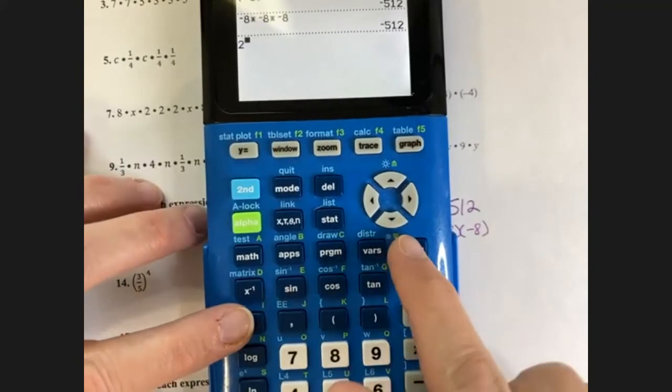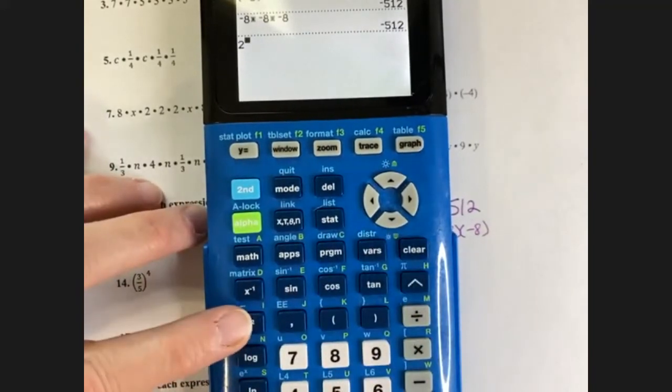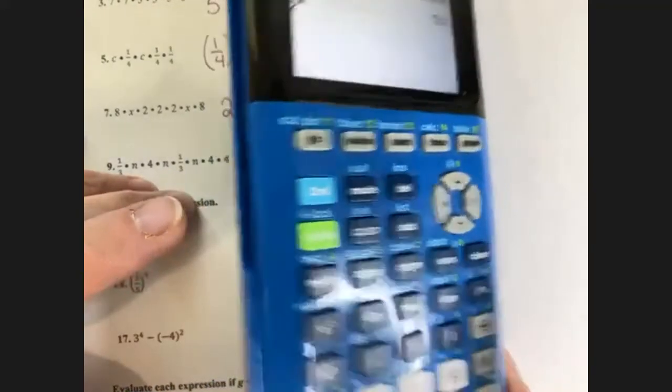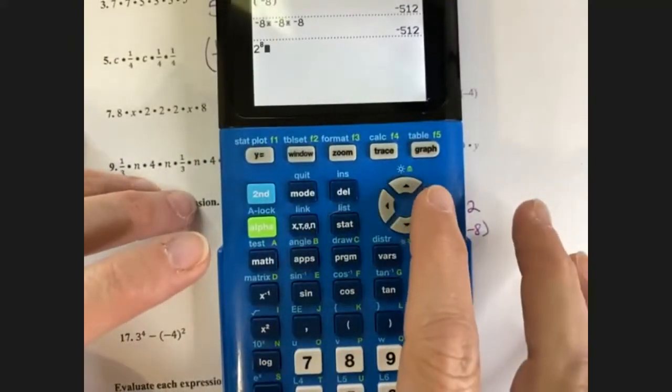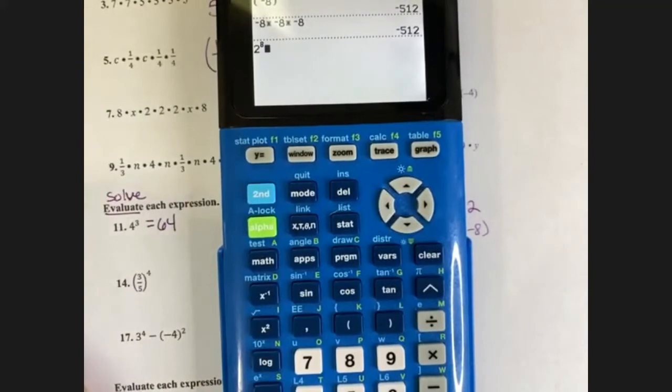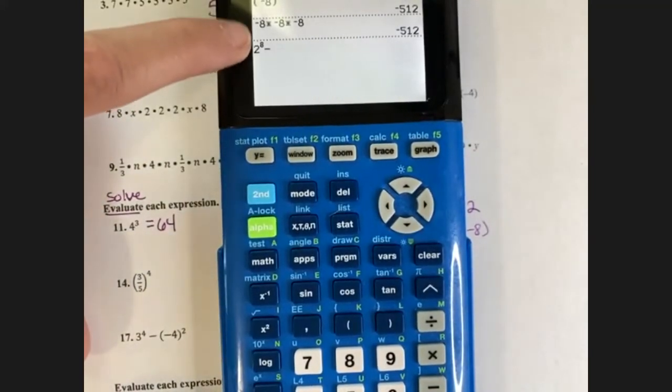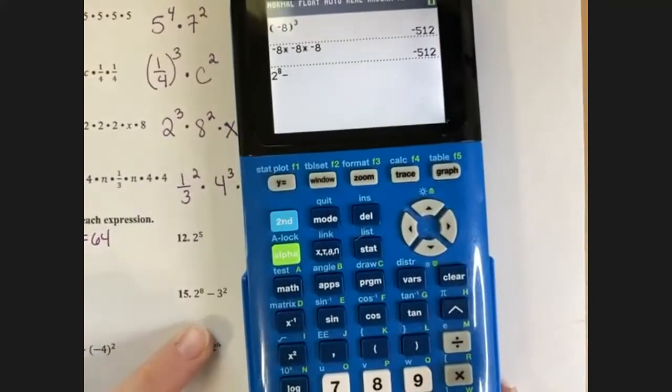I'm making a mistake. If you notice, I had everything in the box. Let me fix that. So it's 2 to the 8th power. I do have to scroll over to the right, because otherwise it sticks everything up in the exponent. So that's important. We know that. So it's a good thing that happened. So 2 to the 8th minus, and it said 3 squared.